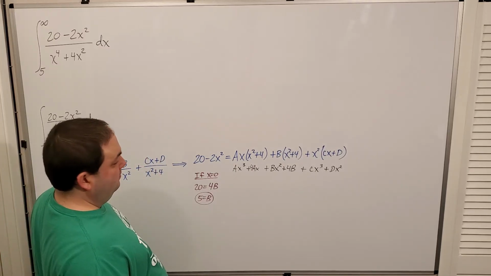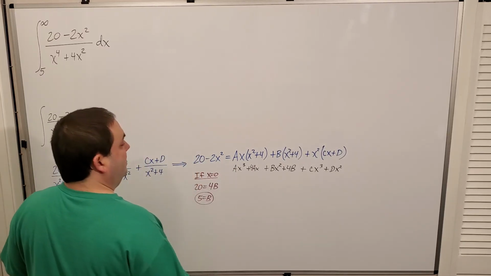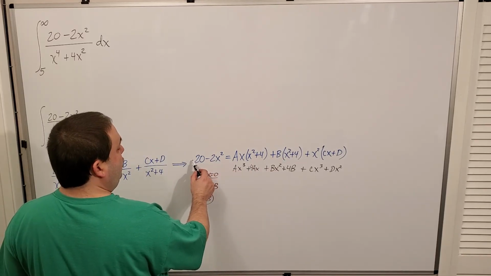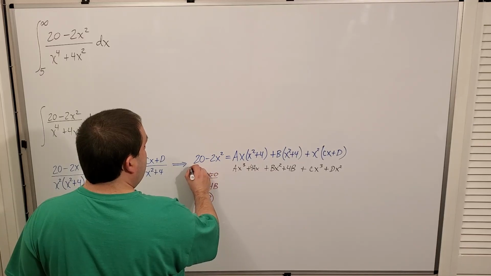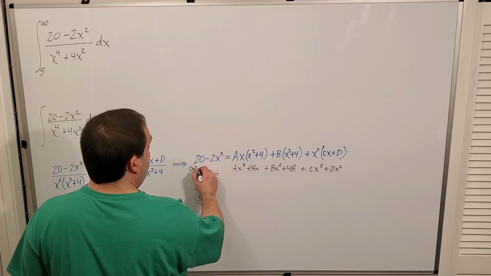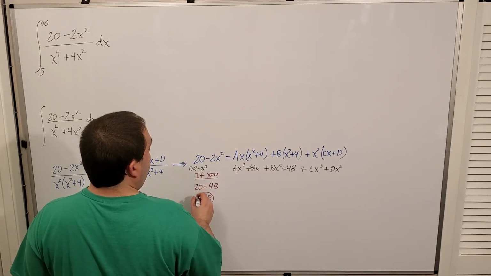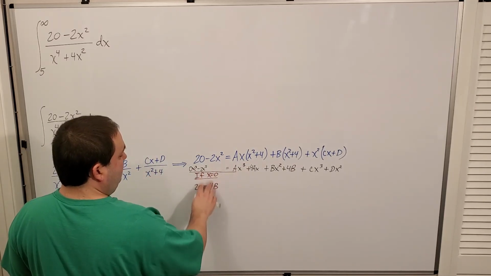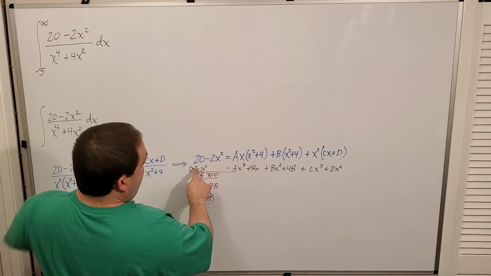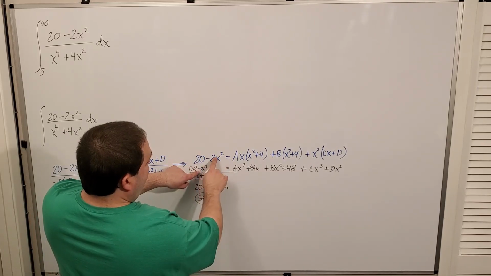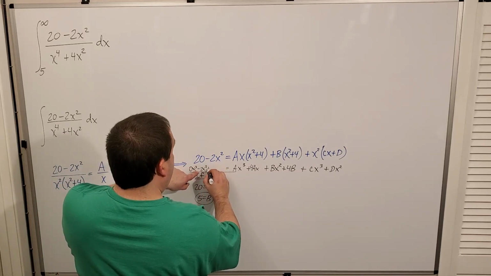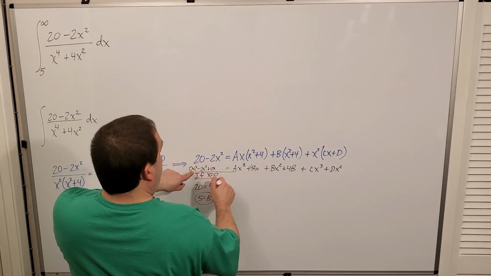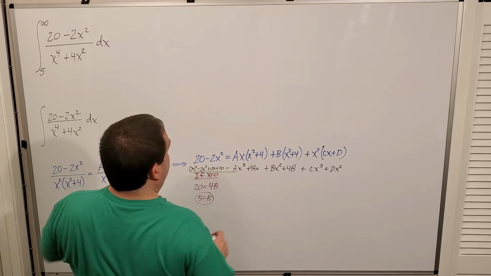Okie dokie. So then next, what I can notice is that there are 0 x cubes over here. This is 0x cubed minus 2x squared. I'm going to separate it here, because this is a separate case. I have 0 x cubes over here. I have negative 2x squareds. I have 0 x's, and I have a plus 20.